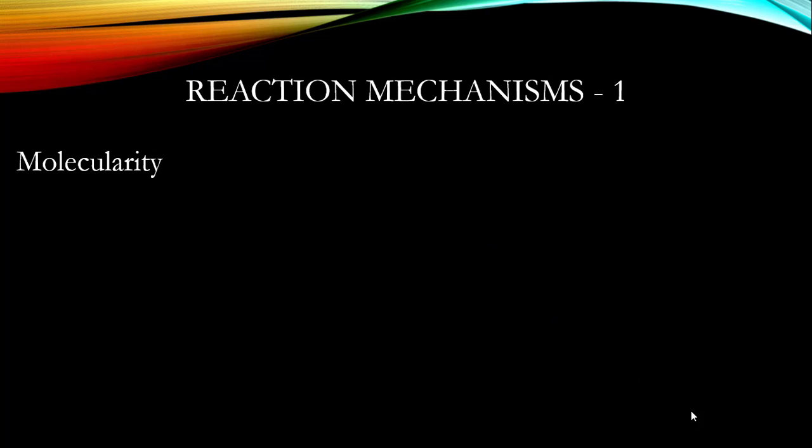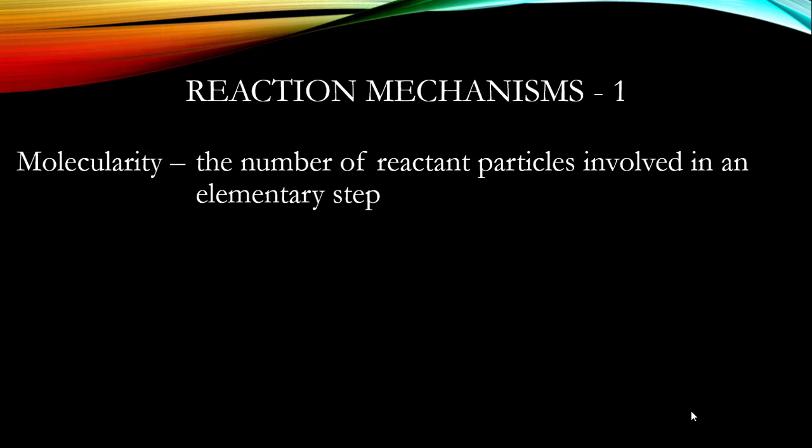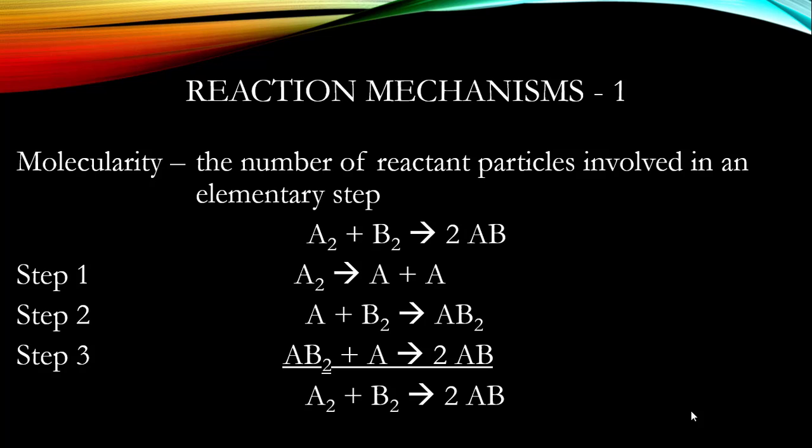We will talk about the molecularity of the steps. The molecularity is the number of reactant particles involved in an elementary step. So if we go back to our previous equation, we see that the first step only has A sub 2. There's one particle, so that is unimolecular. In step 2, we have two particles, A and B sub 2, so that is bimolecular. In step 3, we have AB sub 2, which is one particle, plus A, which is a second particle, that's also bimolecular.